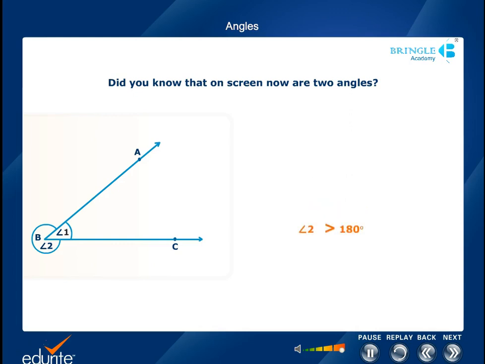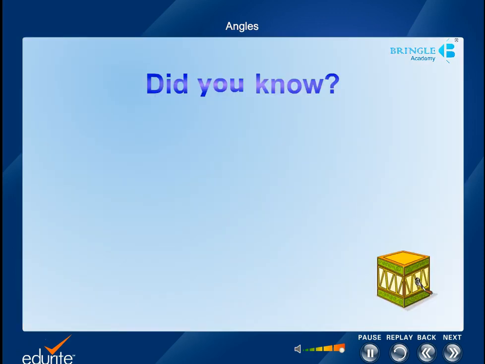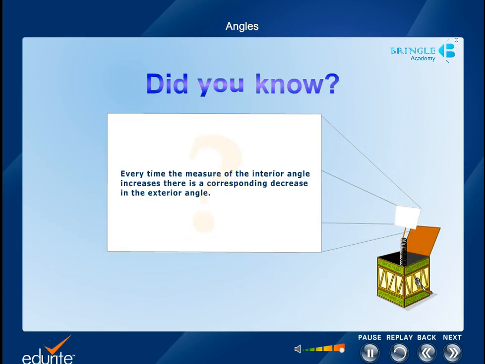When I say that angle 2 is more than 180 degrees, am I serious or joking? I shall leave the answer to this question for you to actually measure and find out for yourself. Did you know? Every time the measure of the interior angle increases, there is a corresponding decrease in the exterior angle.